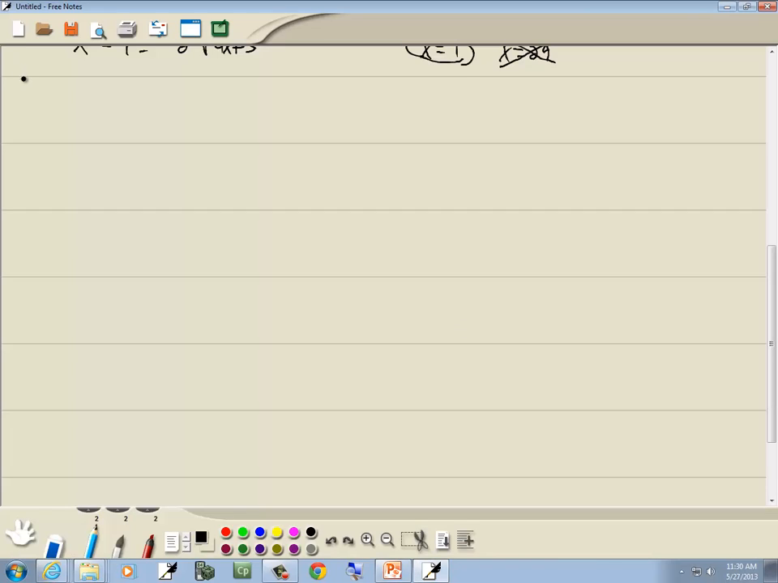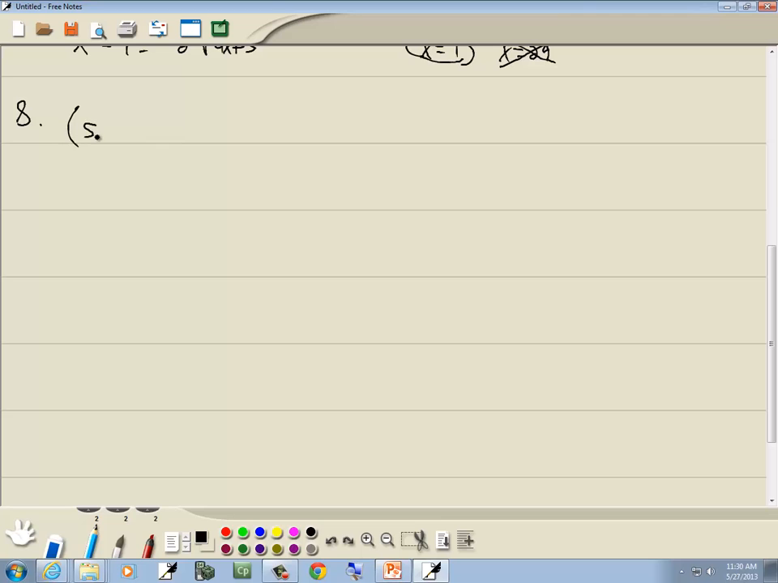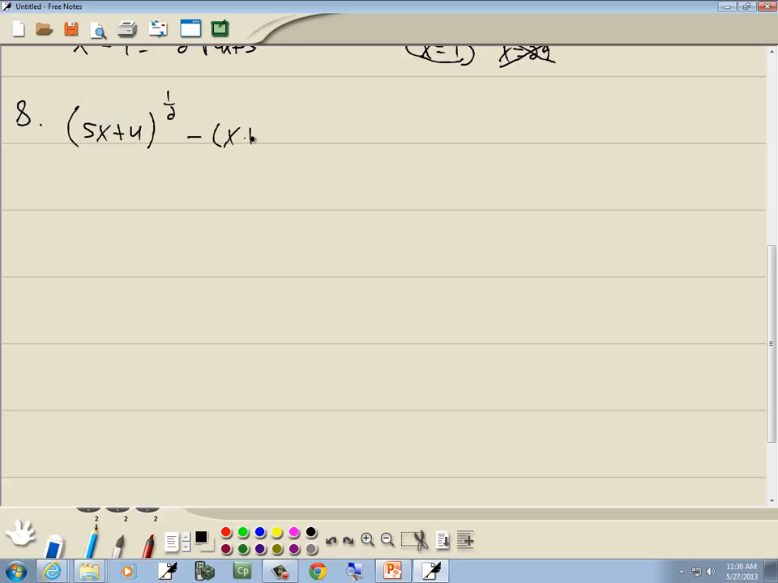Now I'm not going to actually work this problem. I never do in class. I just show the setup. So I go (5x plus 4) to the 1/2 power minus (x plus 1) to the 1/2 power is equal to 1. Same instruction, solve.